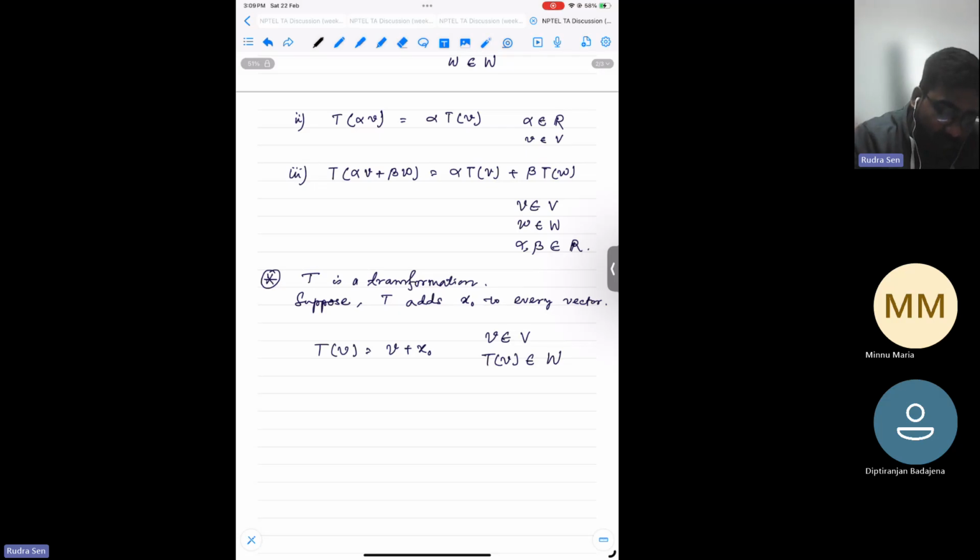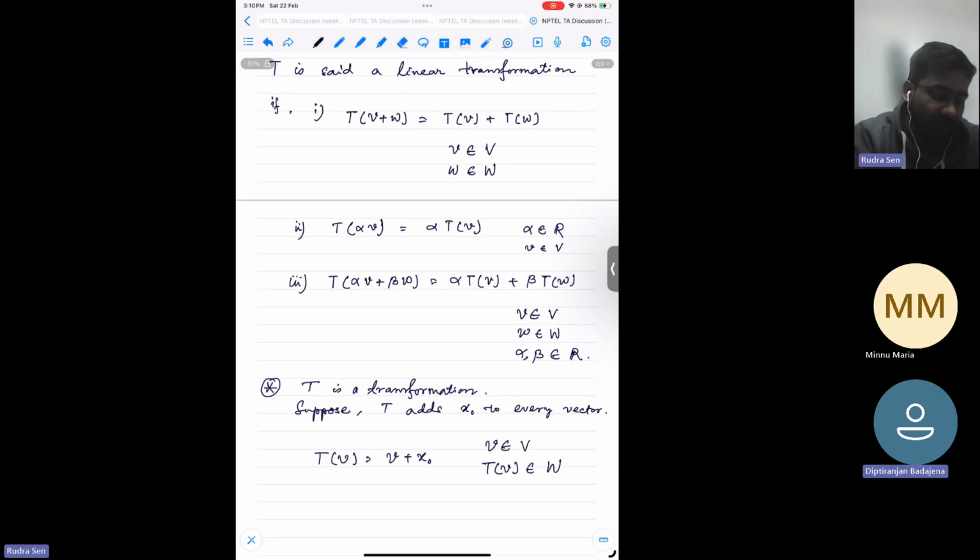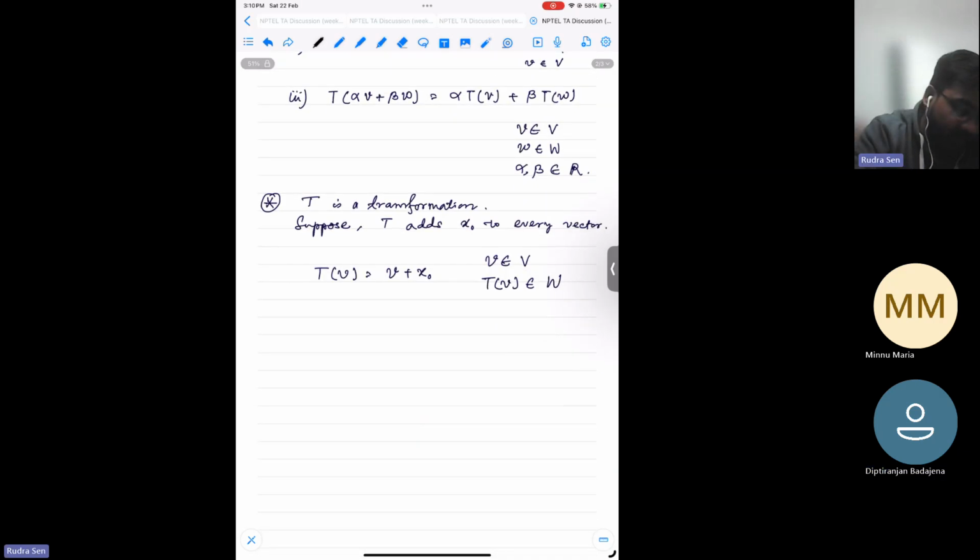So when I'm doing this transformation, T is nothing but adding an extra element to the vector. So is this transformation a linear transformation or a non-linear transformation? What do you think? Sir, yes, it satisfies the linear transformation property. Now we will see whether it satisfies the linear transformation property or not.